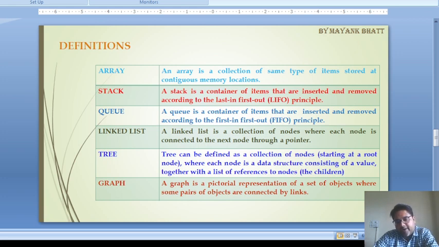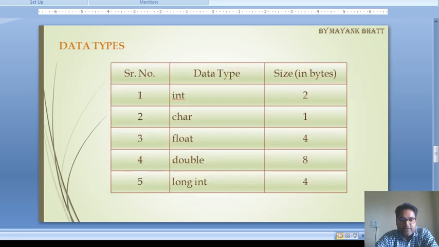So what do we mean by a tree? A tree can be defined as a collection of nodes starting at a root node, where each node is a data structure consisting of a value together with a list of references to nodes, which are called children. Now the next is the graph. A graph is a pictorial representation of a set of objects where some pairs of objects are connected by links. So these are all the definitions.